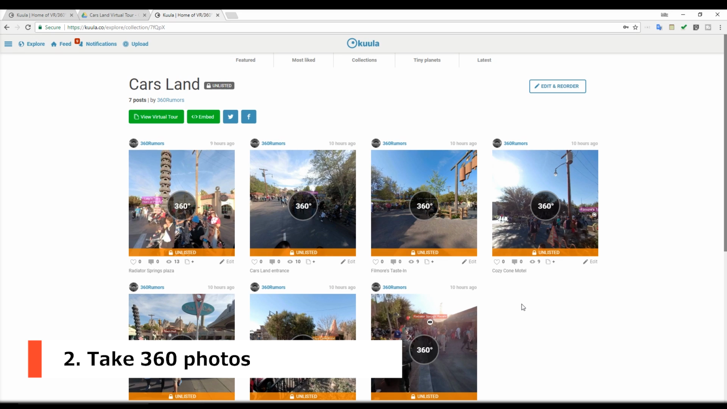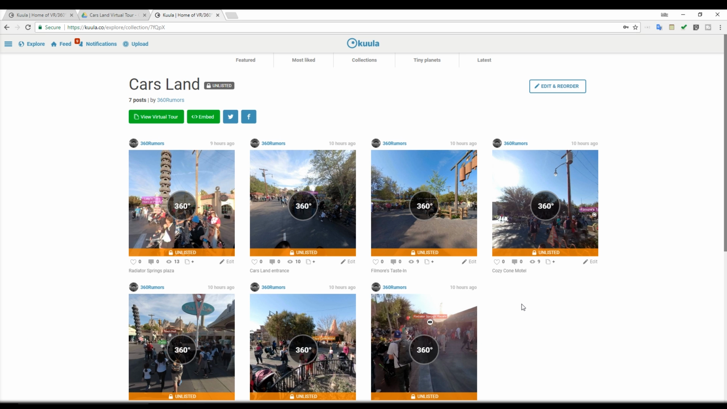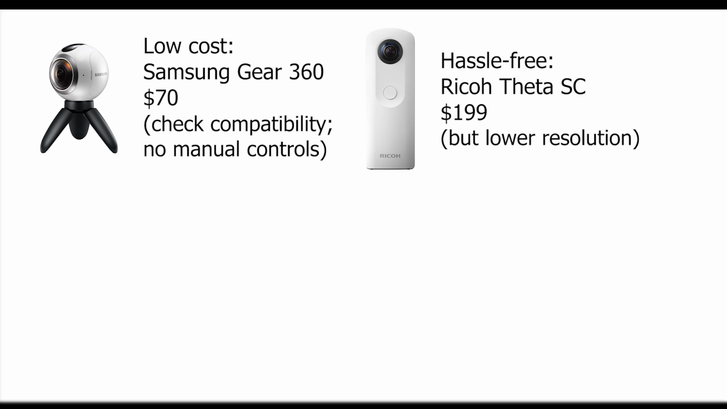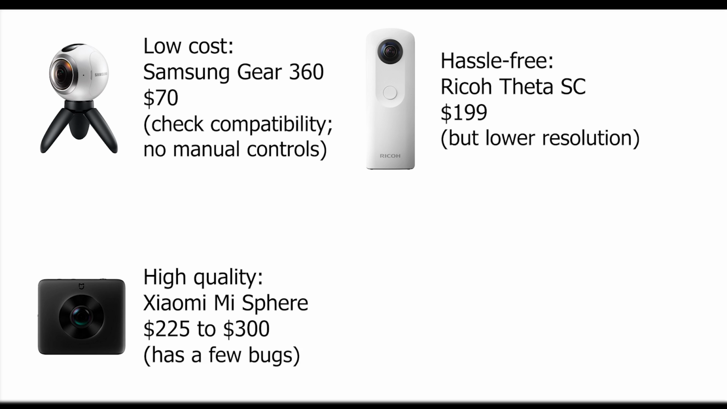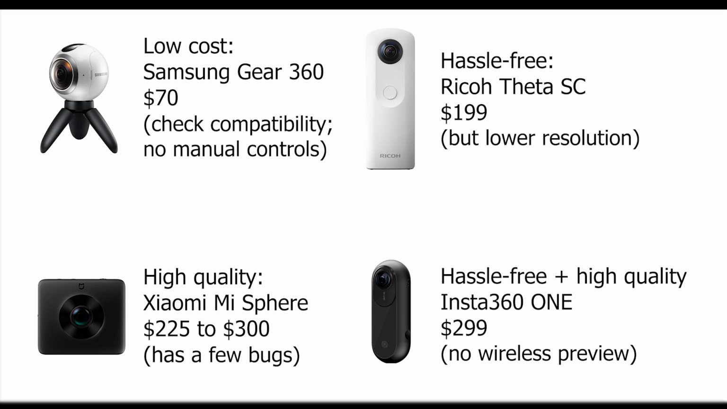Now, step two is to take some 360 photos. If you don't have a 360 camera yet, there are four that I would suggest. First of all, if you want something low cost, that would be the Samsung Gear 360 2016. Second, if you want something that's easy to use, that would be the Ricoh Theta SC. If you want something that's high quality, that would be the Xiaomi Mi Sphere. And if you want something that has both high quality and is easy to use, that would be the Insta360, which can not only shoot in DNG but also stitch in DNG RAW.